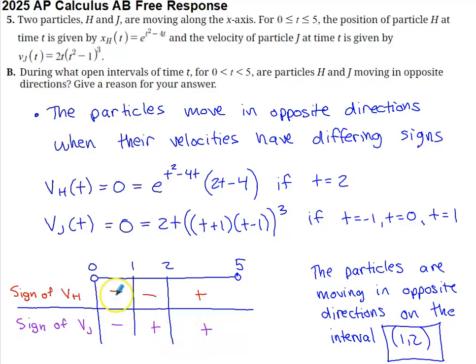Where do I have differing signs? Not from 0 to 1, not from 2 to 5, but on the interval from 1 to 2, the particles are moving in opposite directions due to the sign of their velocities being opposites.